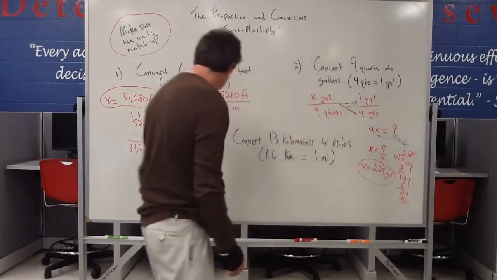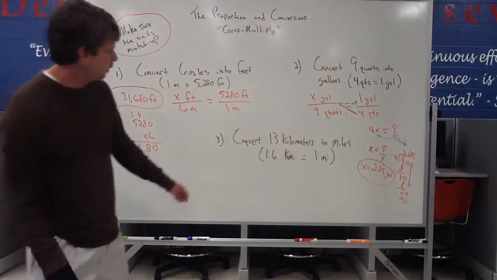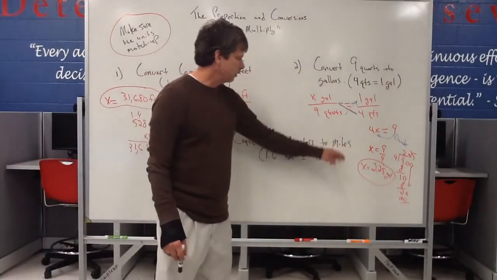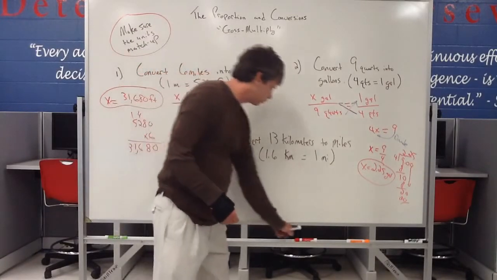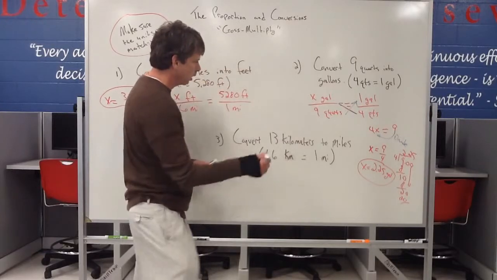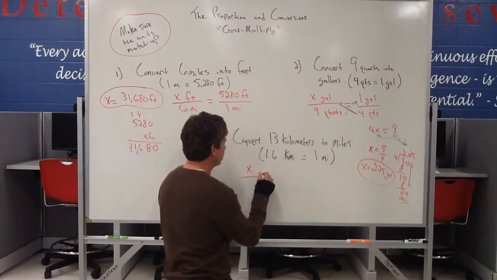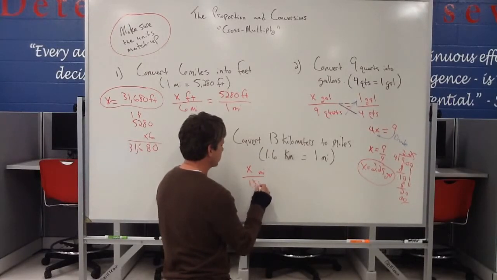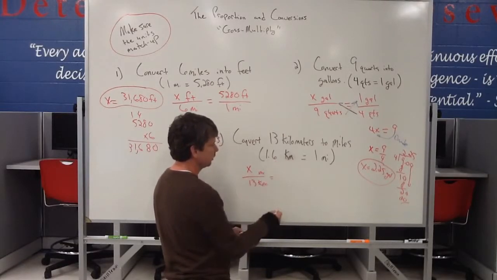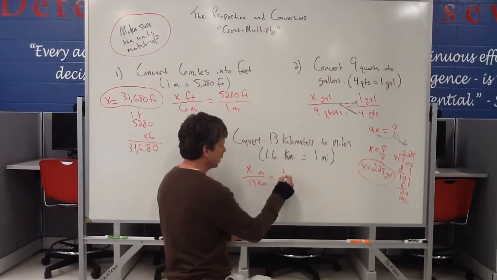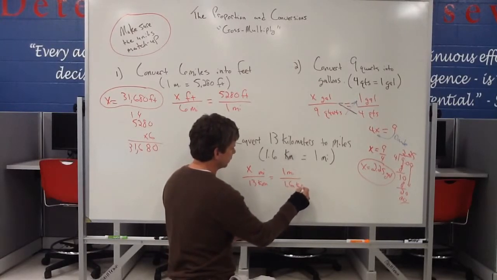So let's see what else we have here. We want to convert 13 kilometers to miles. So again, I'm trying to convert to miles, so that's my unknown. I'll put that first. X miles is going to go with 13 kilometers. And when I do my next side, my units have to match up. Since I put the miles on the top, my 1 mile has to go here. The 1.6 kilometers goes here.